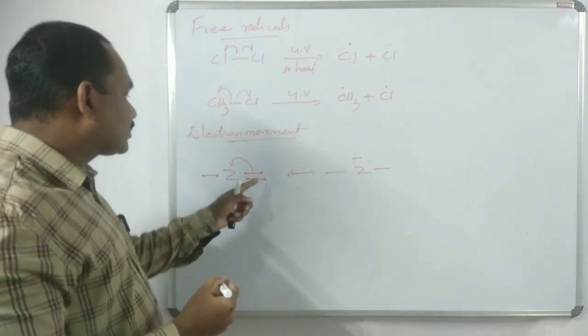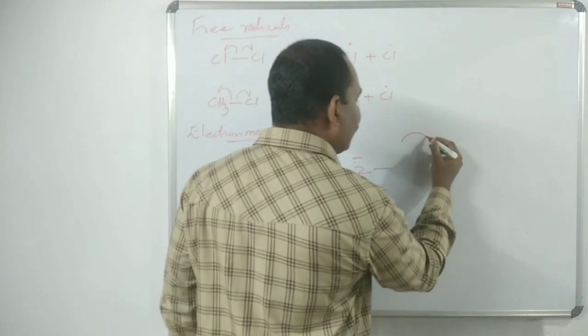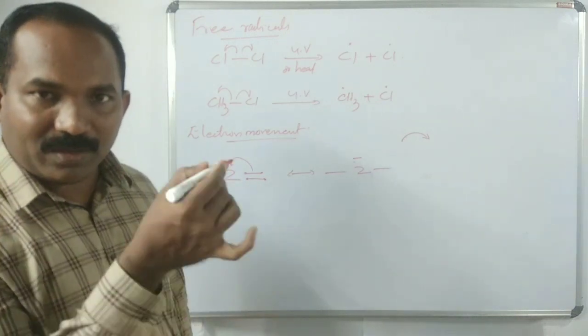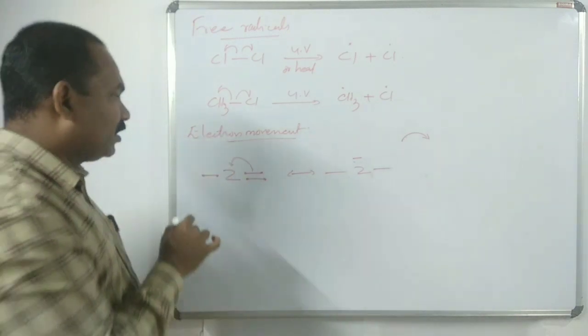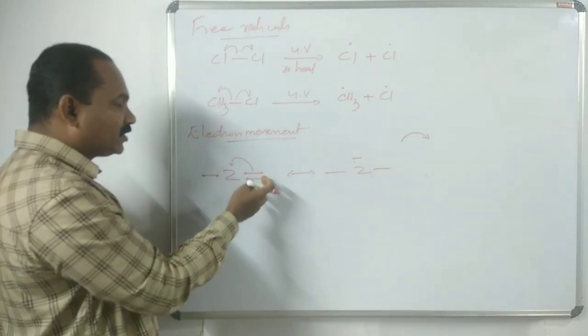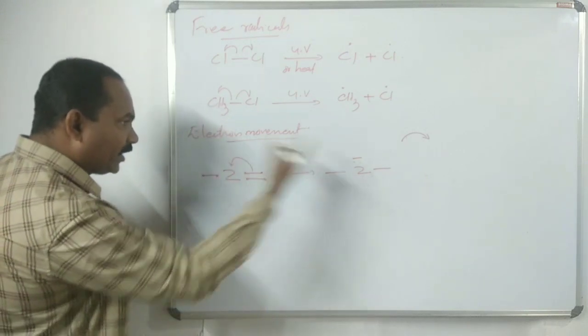If the pair is completely shifted, it is represented by a full head arrow, a full curved arrow. And then next, what happens? The pi electron is shifted towards the atom. Another is, we take that one.